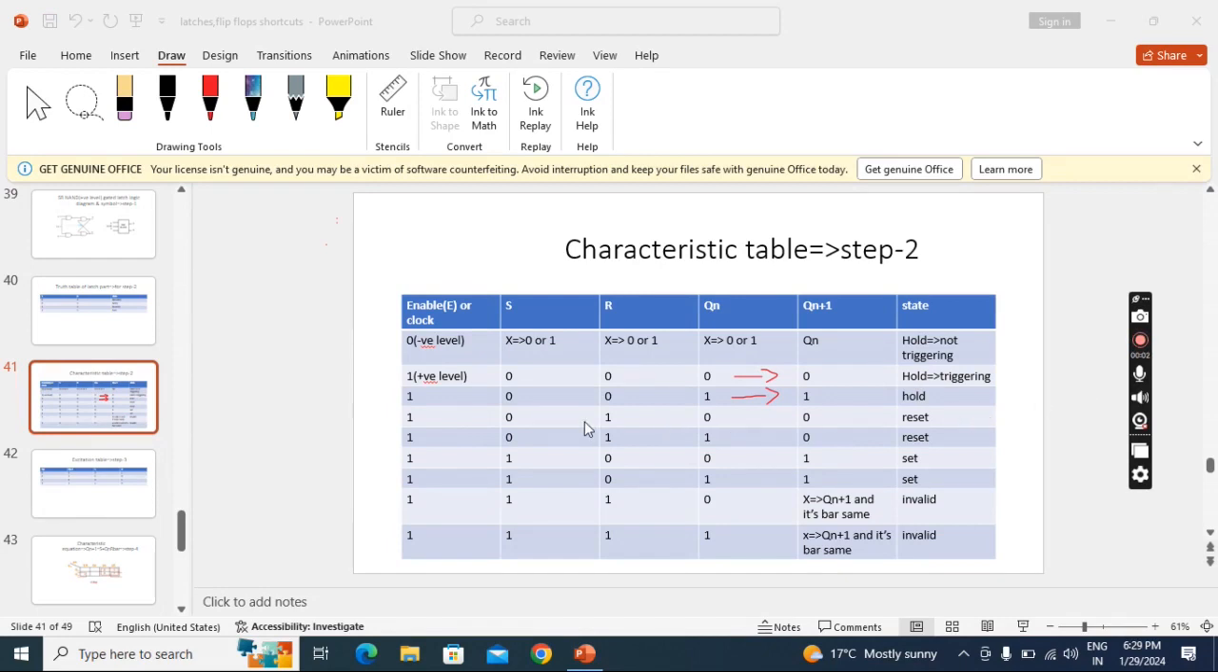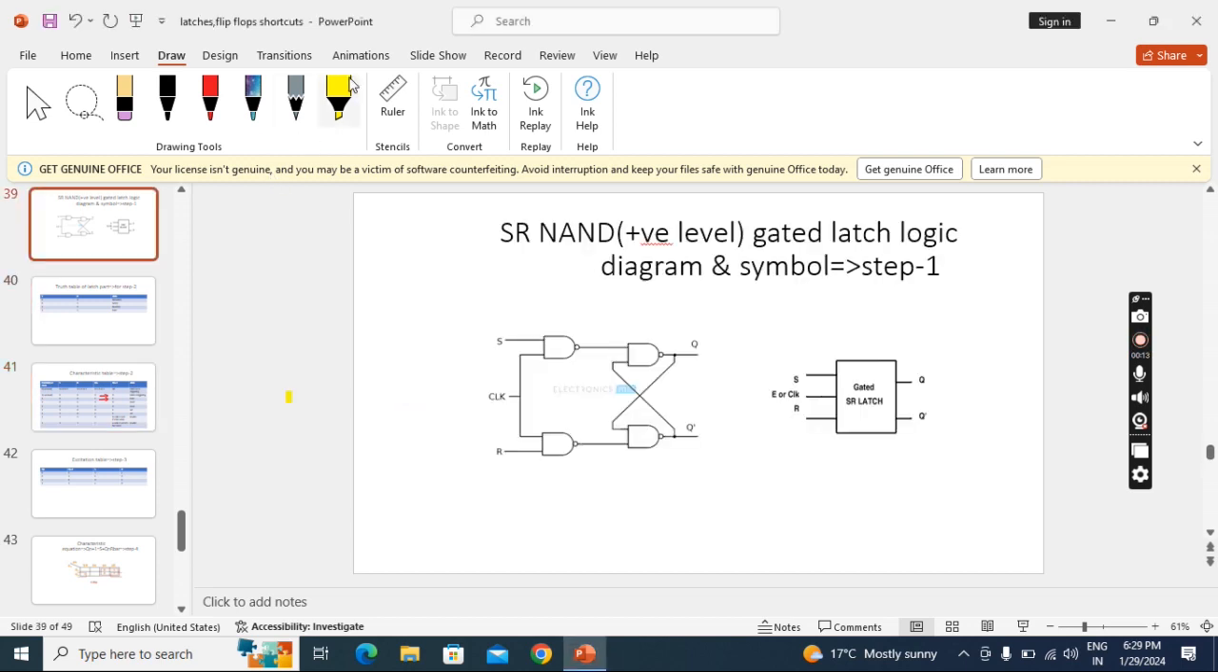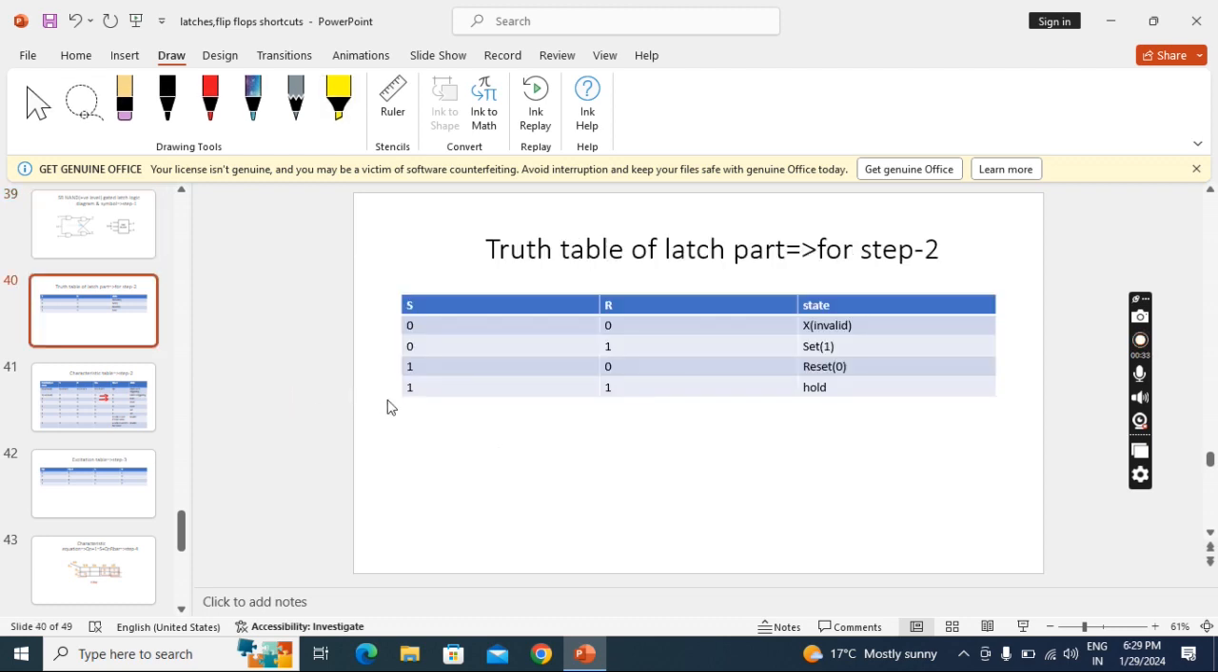Now we'll see the next condition. What happens when we apply S0 or 1? We'll go to the diagram and check. Here I am applying 0 and here 1. Clock is 1, 1. If any one input is 0, it will become 1 here. Below, both are 1, so it will become 0. So 1, 0 is going. When 1, 0 goes, what is the output? Reset. Reset value is 0.